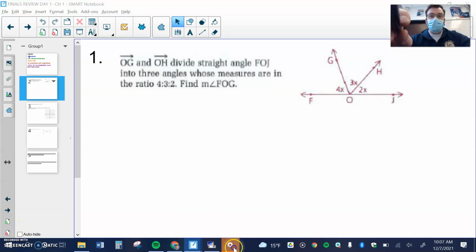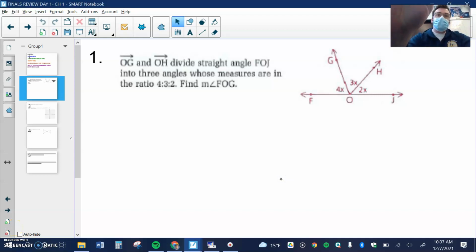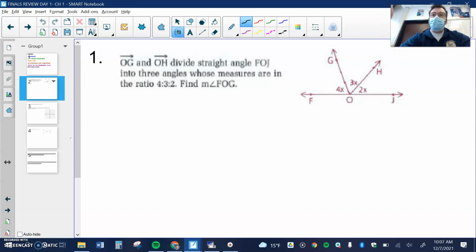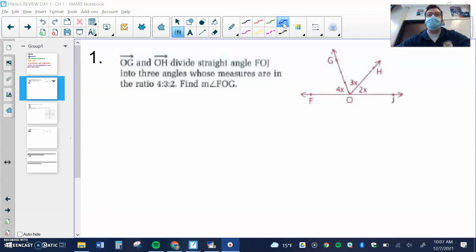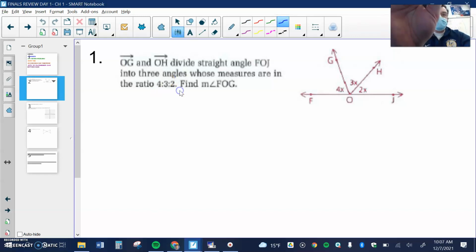Here we go. Chapter 1, review. Starting off with number 1. What I want to review on this problem: remember, anytime you see a ratio, you always put x's on it.